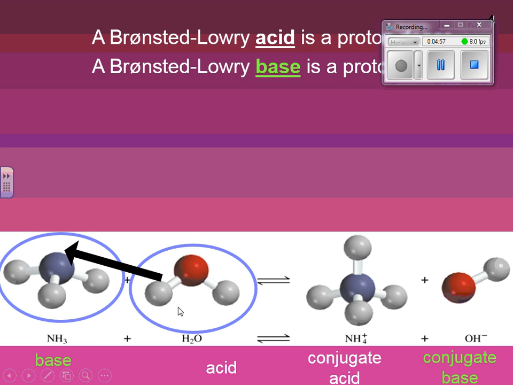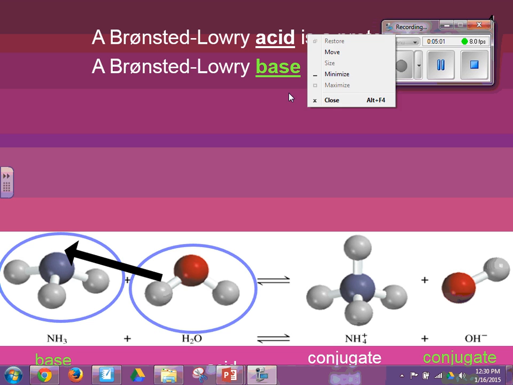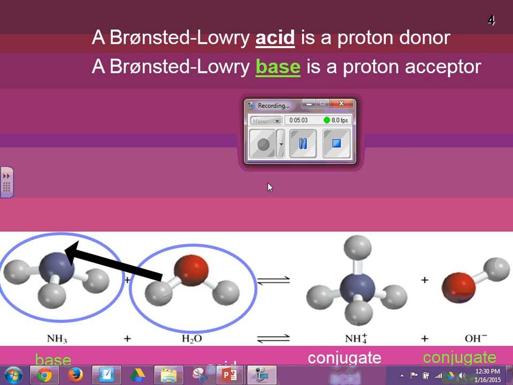Okay, so what's it going to donate? Well, it's going to donate one of its hydrogens. Again, an acid is a proton donor. So we're donating that hydrogen atom, and the base is that proton acceptor. That makes ammonia here the acceptor, and the water the donor here.